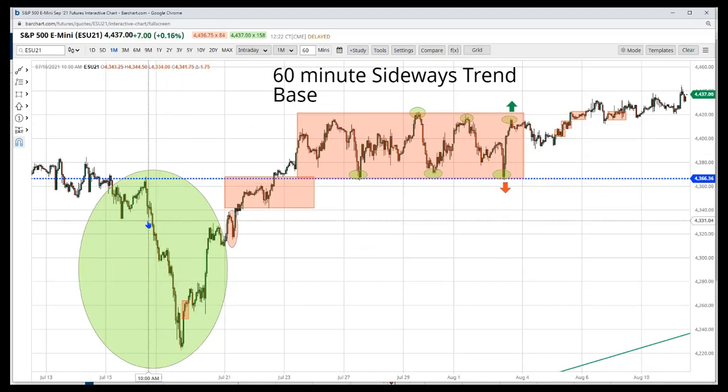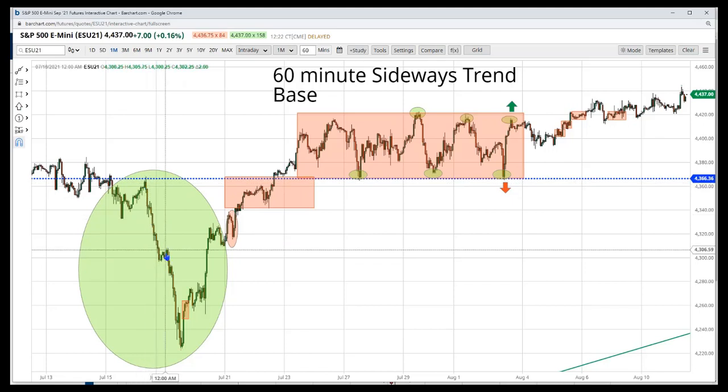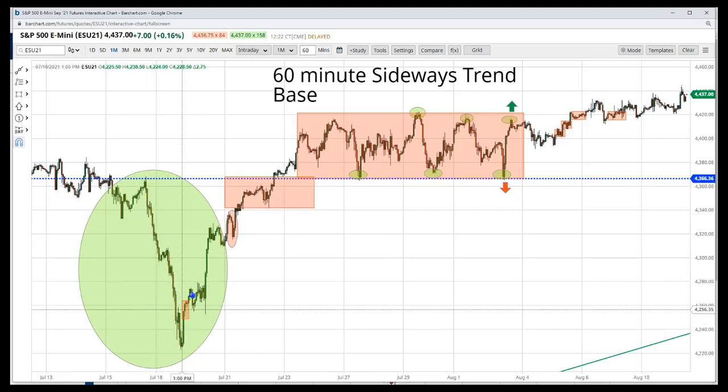And inside of that green circle, this cycle that we saw on the daily, right here, we can see it play out: rally base drop, drop base drop, drop base rally, rally base rally. So there it is, the whole cycle of price inside of a 60-minute time frame.